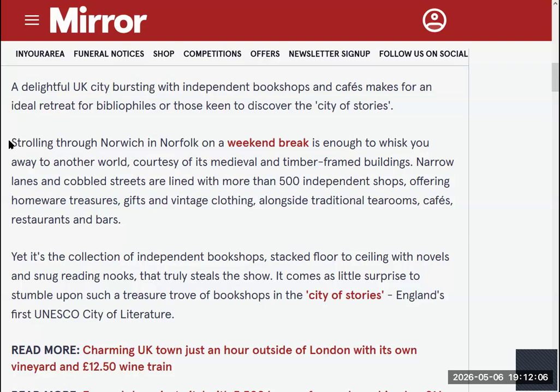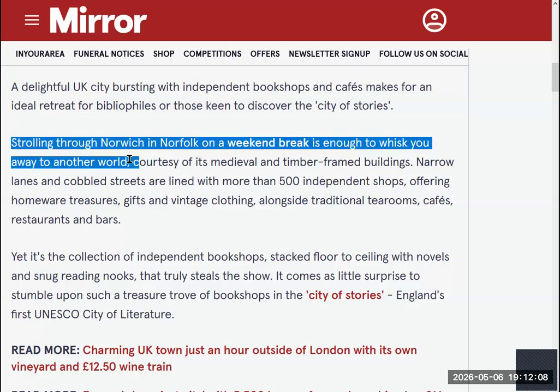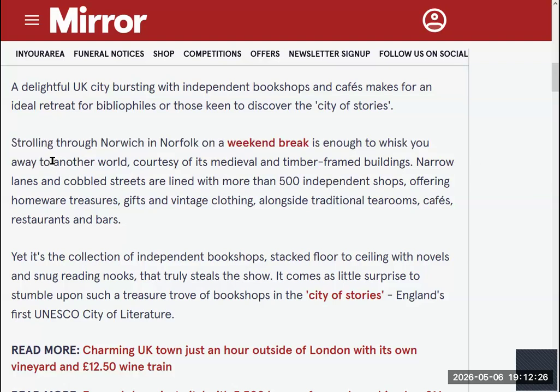To another world. So do you want to read that through, Alex? Thank you. Strolling through Norwich in Norfolk on a weekend break is enough to whisk you away to another world. Yeah, that's really good actually. So do you want to do those last couple of words again? Another world. Another world. Yeah, that's pretty good actually. Yeah, well done.